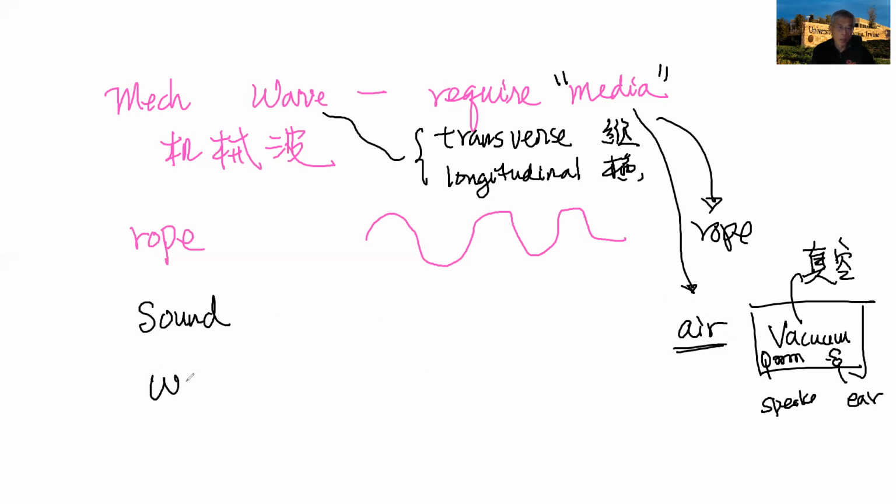You can have water wave, for example, so then the media is water. Or ocean wave. So these are mechanical waves. The important thing is it requires media. All right, so we're going to stop there, and that's what we have talked about today.